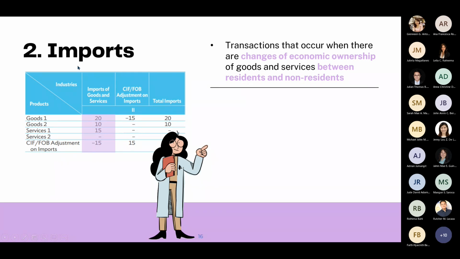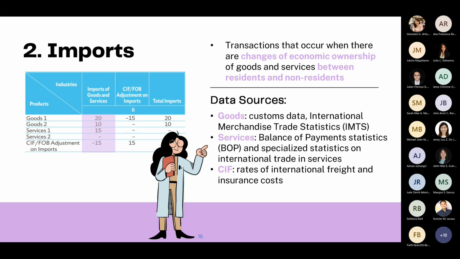When we compile total imports of goods and services, there are quite a few sources of data that we can use. There's a different source for goods and a different source for services. The main sources for goods would be customs data and IMTS, International Merchandise Trade Statistics. For services, we use the balance of payments or BOP statistics and other specialized statistics on international trade. We can also use business surveys.